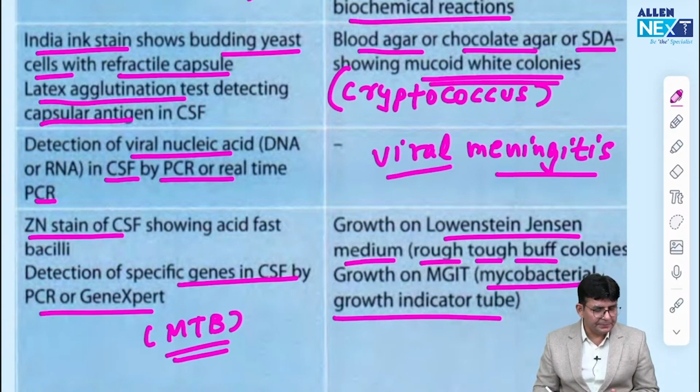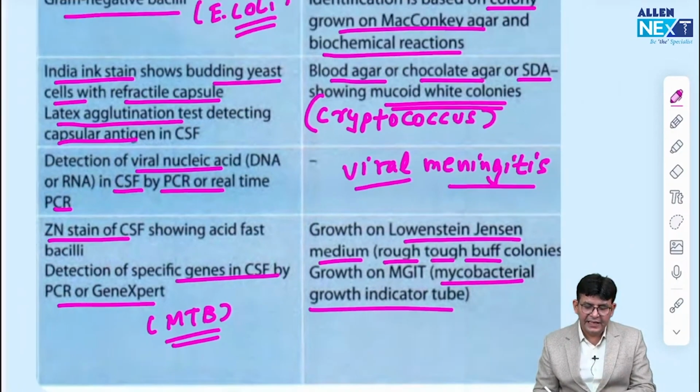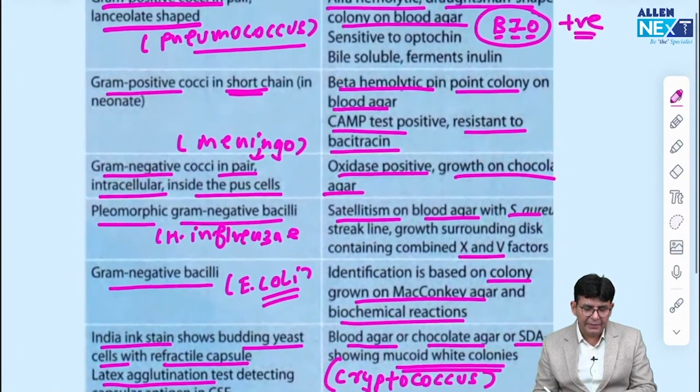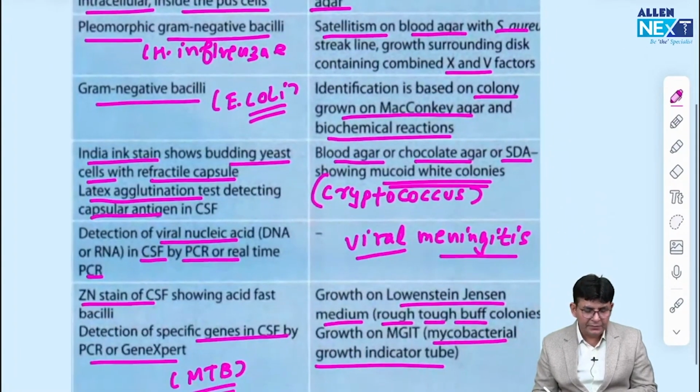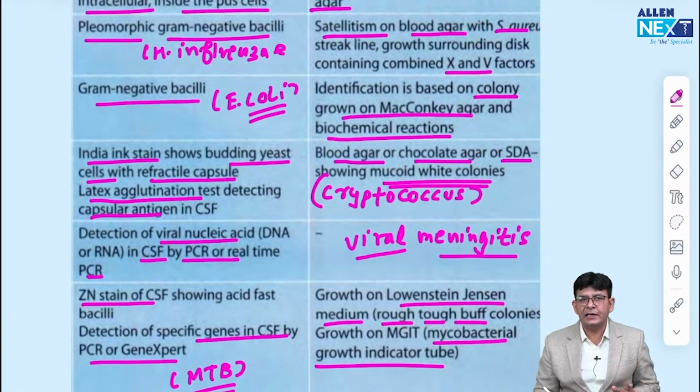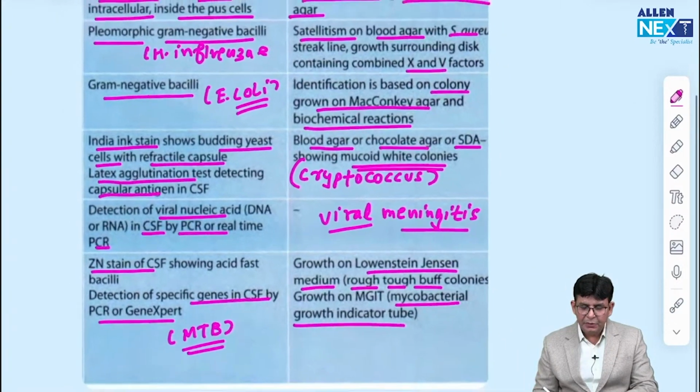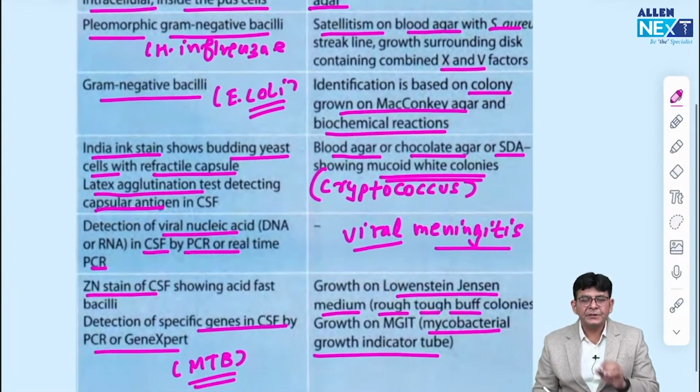Is it fine, guys? So these are the ways by which the question can be asked, by giving the cultural characteristics, and indirectly they can ask about pyogenic meningitis. Another important point: it is not necessary that you will find the organism in the culture. In around 60% of cases, the culture yields a negative result. In 40% only the culture comes positive.